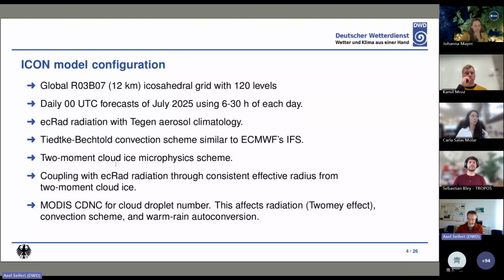Then I will show you results from the 2-moment cloud ice scheme, which also predicts the number of cloud ice particles, not only the mass, but I will also show 1-moment for reference. For the 2-moment, we couple the clouds consistently with the radiation through effective radius. And for cloud droplet number, we use the MODIS CDNC climatology, which at least gives us some estimate of a Twomey effect, but it's also coupled to the precipitation formation.